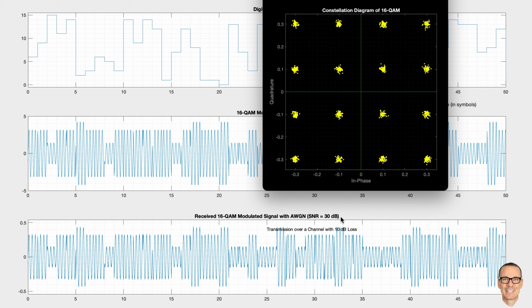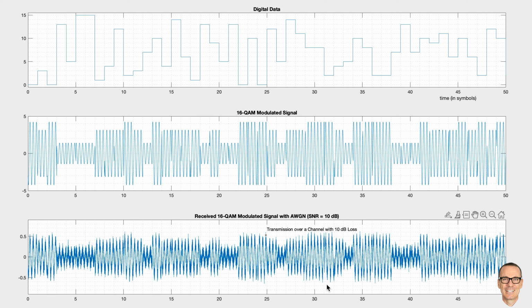When it is 30 decibels, all of the outputs of the demodulator are closely compact around their actual values. And the detector would have no trouble in detecting between these by simply having the boundaries between each of these possible constellation points. Let's look at the effect when the noise is increased, or in other words, the signal-to-noise ratio is decreased. And here's what the received waveform looks like when the SNR is 10 dB.